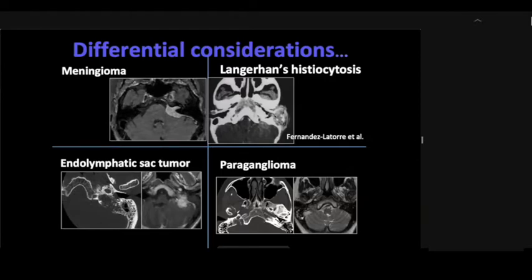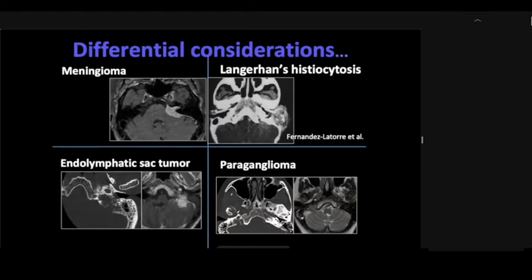Also, the lesion was not centered in the retrolabyrinthine region. Next, we thought this could be Langerhans histiocytosis, but it did not have other bone involvement or extensive lytic osseous destruction and soft tissue mass as you would expect for this entity. Our next consideration was a paraganglioma.